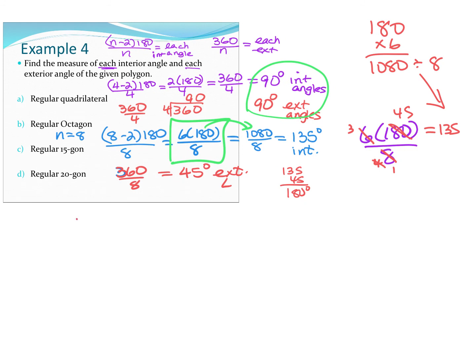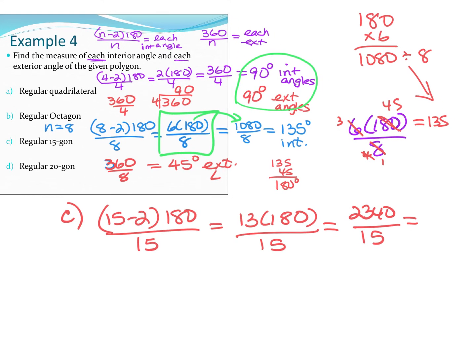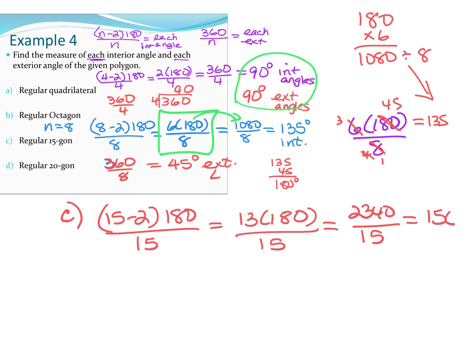So for part C, 15 sides, so 15 minus 2, it's always minus 2, times 180, divide by 15. So 15 minus 2 is 13. 13 times 180 gives me 2,340. And then when I divide that by 15, I get 156. This is my interior angle.